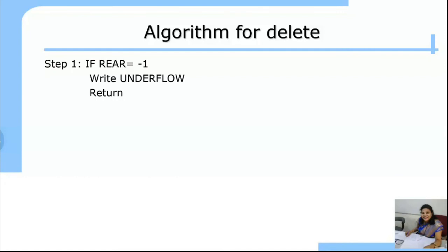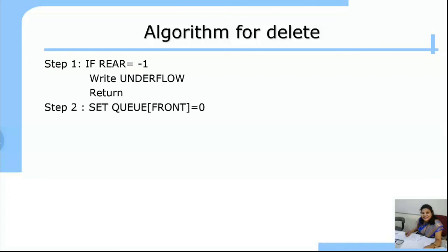This is the algorithm for the delete operation. In step 1, like in insert we check for overflow, for delete we check for underflow. If rear is equal to -1, either you can write here front is equal to -1, or rear is equal to -1, because if front is -1, rear will automatically be -1, because if we delete the last element from the queue, your queue will be empty. For an empty queue, front and rear both are at -1.